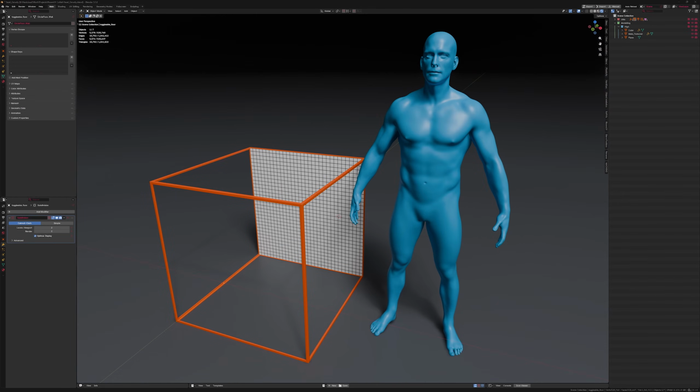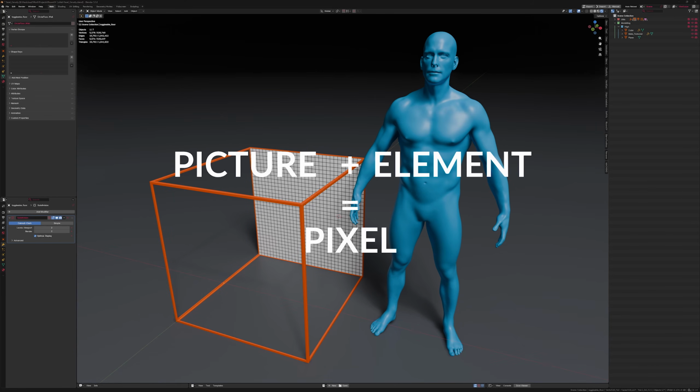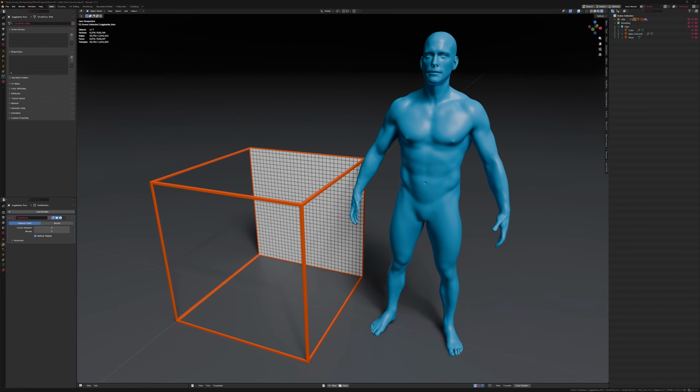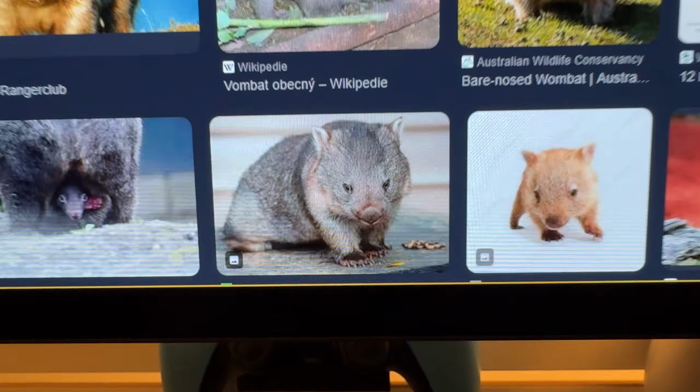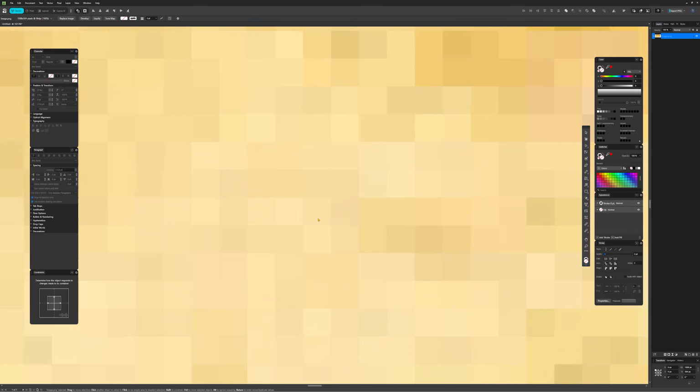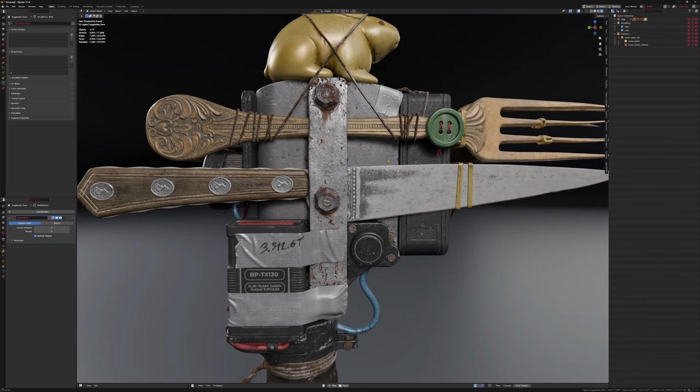First, let's start with what even is texel in the word texel density. It is a blending of two words, texture and element, similar to the word pixel, which is a blend of the words picture and element. The difference between these two is mostly context. Pixel is the smallest element on a monitor or a picture, whereas texel is the smallest element in a texture.